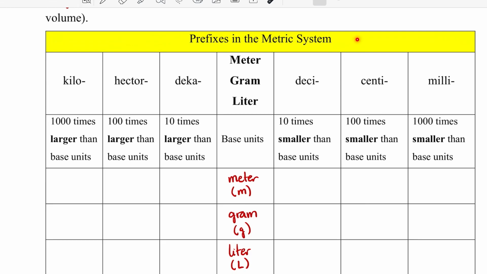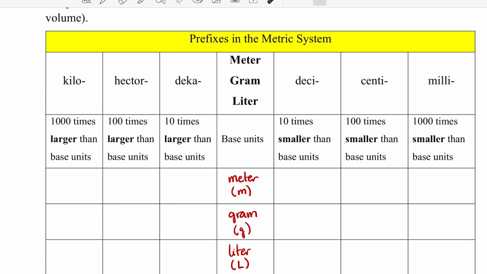Let's look at the prefixes in the metric system. In the metric system, we have the base units. The base unit for length is meter, or M. The base unit for mass is gram, or G. And the base unit for liquid volume is liter, or L.